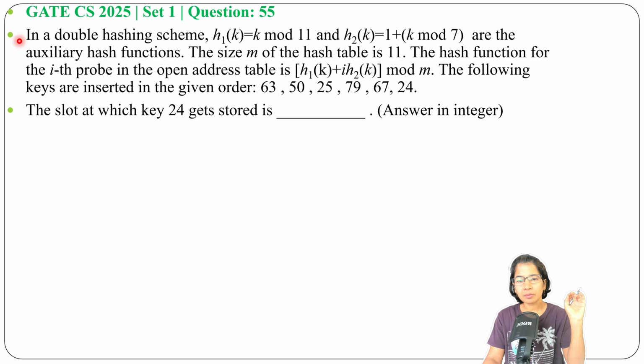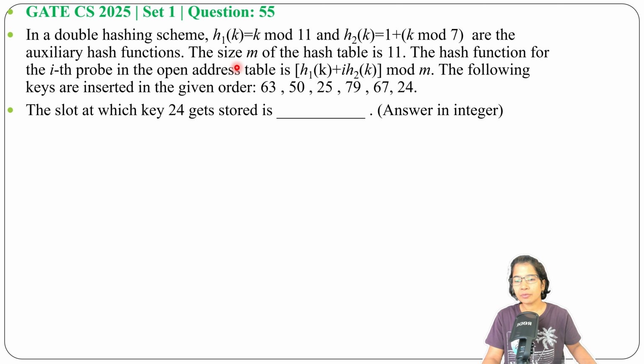Hey students, let's solve one previous question of algorithm. This question was asked in GATE CS 2025 set 1, question number 55. In a double hashing scheme, h1 of k equals k mod 11 and h2 of k equals 1 plus k mod 7 are the auxiliary hash functions. The size m of the hash table is 11.